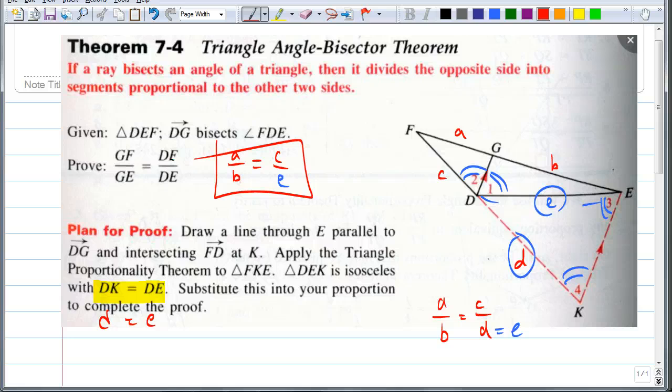So this triangle angle bisector theorem really comes from the triangle proportionality theorem, right? That's where it comes from, really. Do you see how they use these auxiliary lines cleverly so that it comes out this way? Easy? All right, let's do some examples.